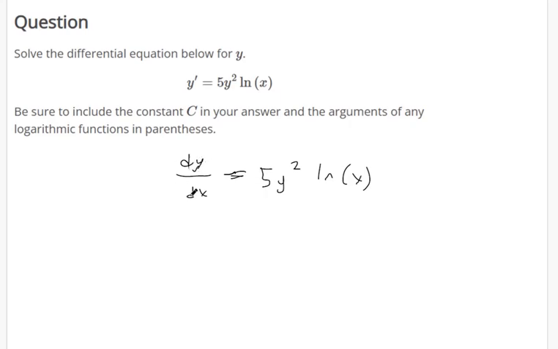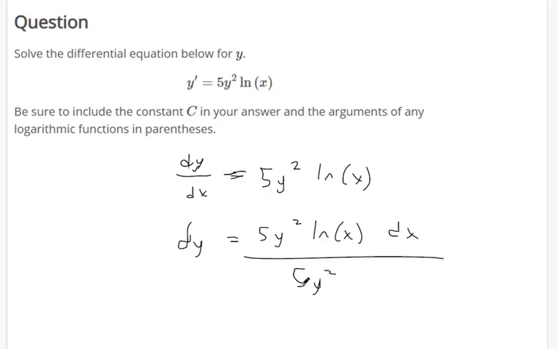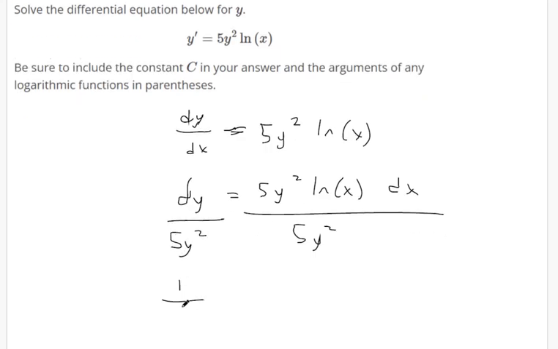And what that means is you want to think about multiplying dx to both sides. So the right side I haven't done anything much with yet except I multiplied it by dx. And we want to have this right side be with respect to x and the left side be with respect to y. So I want to divide that 5y squared from both sides to get it out of the right side. So we get 1 over 5y squared dy equals natural log x dx.